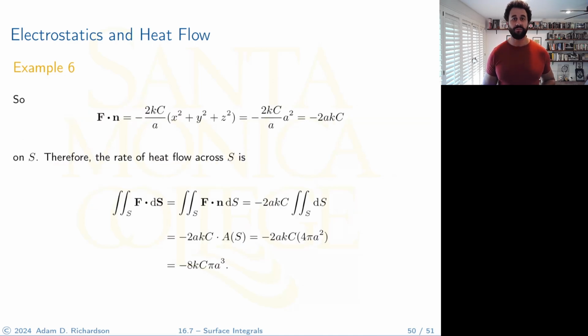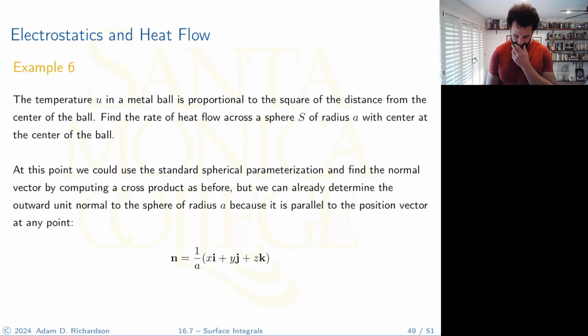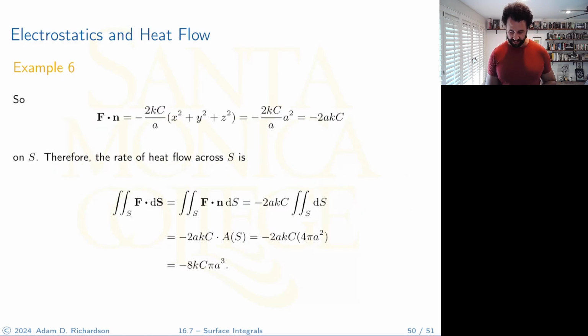Okay, now we can compute our surface integral. F dot n is going to be this. We're dotting it with n. That's where the 1 over a comes from, right? And then we simplify things because x squared plus y squared plus z squared is equal to a squared because we're on that surface. One of these will cancel, and this is what we're left with. So that is the function f dot n, and it's just a constant in this case.